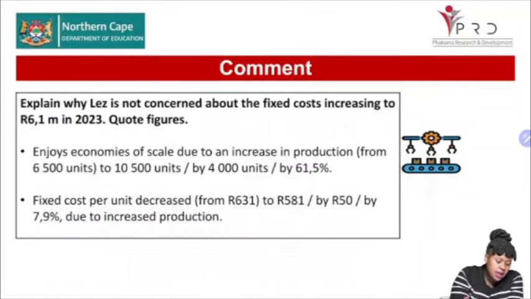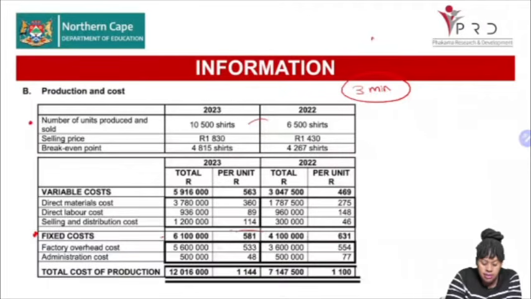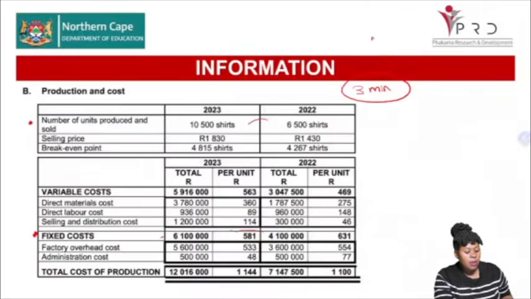Let's quickly look at the answers here. He's enjoying the economies of scale due to the increase in production, as I've already highlighted there. So we have moved from producing 6,500 units to producing 10,500 units. That means that there was an increase by 4,000 units, or actually, if we're going to put it in percentage, 61.5%, which is a relatively good increase compared to the increase in price. The increase in price is not 61%. However, the increase in production is at that level. Okay, so it's enjoying the economies of scale, or enjoying the benefits of mass producing.